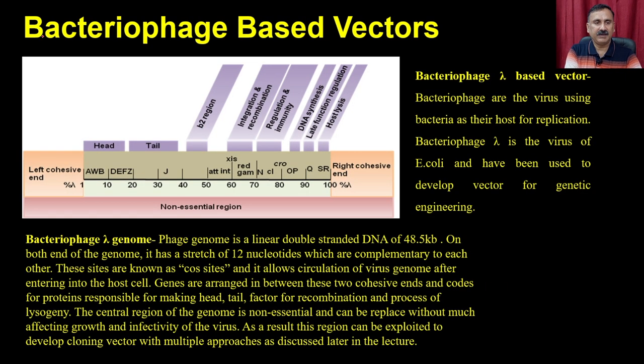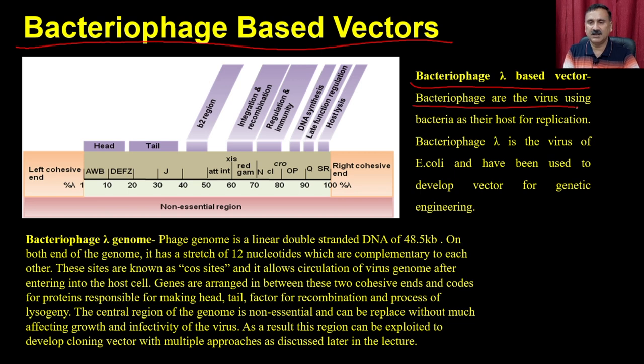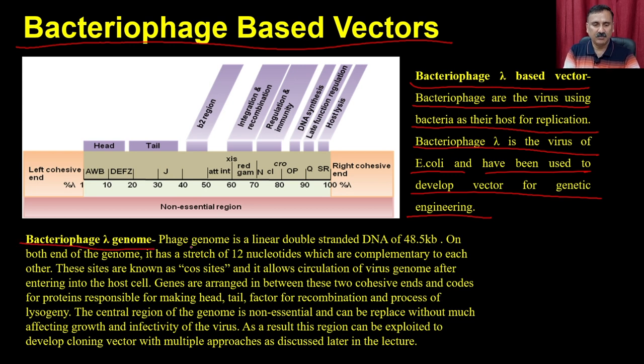Then we have the bacteriophage-based vectors. Bacteriophages are viruses using bacteria as their host for replication. Bacteriophage lambda is a virus of E. coli and has been used to develop vectors for genetic recombination. So what you have is a bacteriophage genome. The phage genome is a linear double-stranded DNA of 48.5 kb. On both ends of the genome, it has a stretch of 12 nucleotides which are complementary to each other.